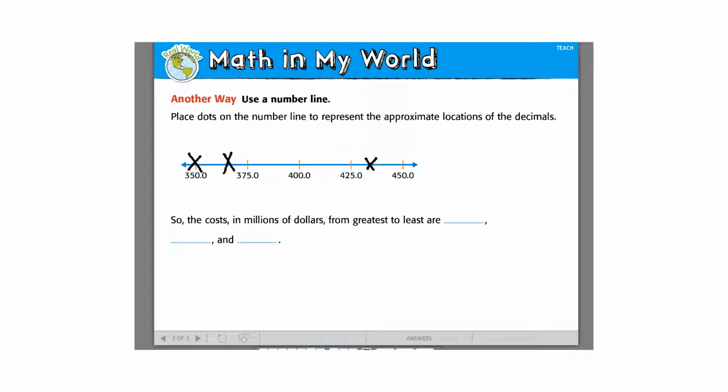So here's the costs from greatest to least. The biggest would be 430, and you can put the decimal 0 if you want to. The next one would be 364 and 2/10. And then the last one is 350 and 0/10. So get those filled in. Then we're going to go to example number 2 before you're able to get started today. One more example.